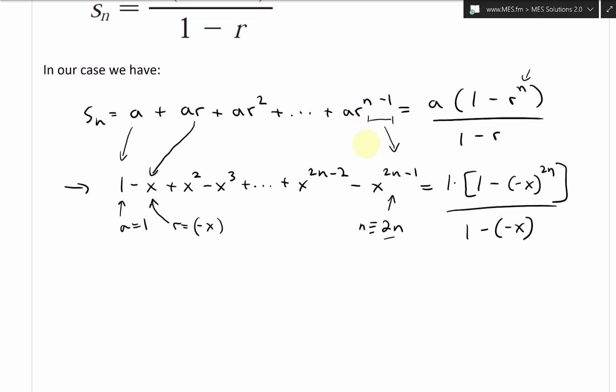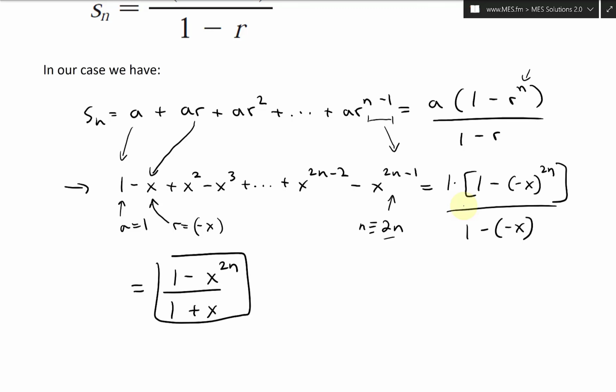So this whole summation is equal to, after a bunch of simplifications, well, this 2n is always going to be positive because it's always an even power, and so we're just going to be left with this minus by itself. So it's going to be 1 minus x to the 2n over 1 plus x. So that's what the sum of this finite geometric series is.